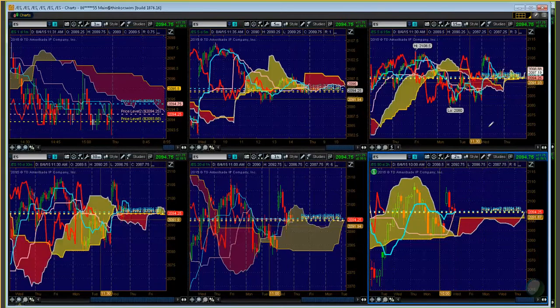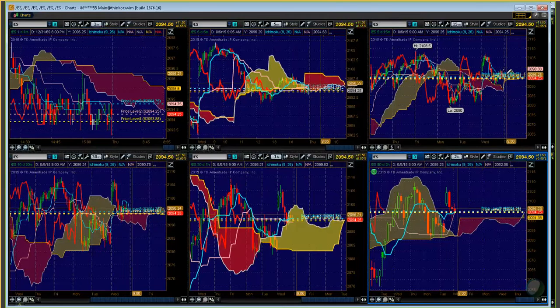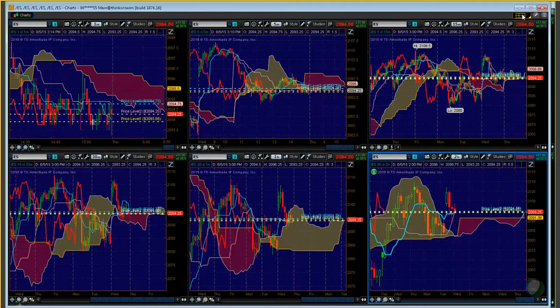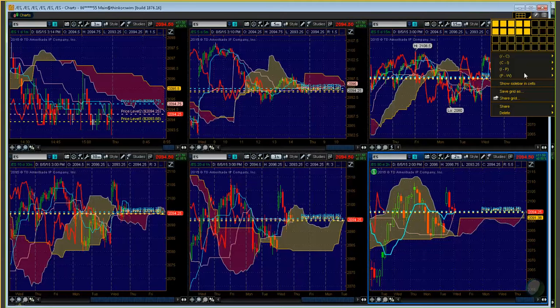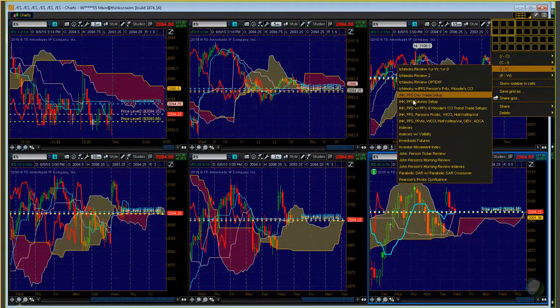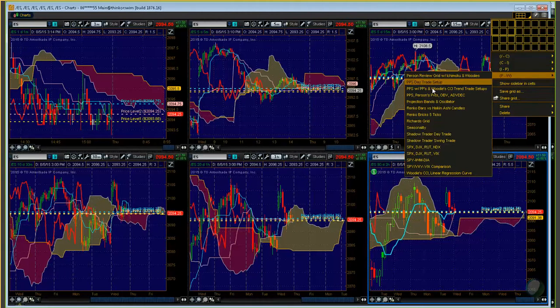I'll pick a chart that we probably look at a lot, especially since we look at ES on the 15-minute chart on the Shadow Trader grid. And we can pull that up and you can see, hang on, wrong.